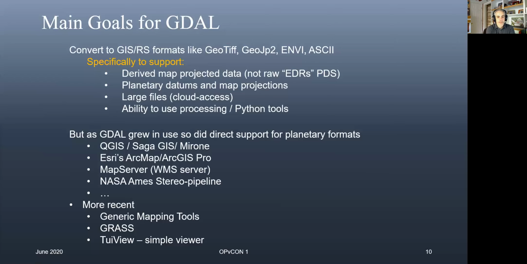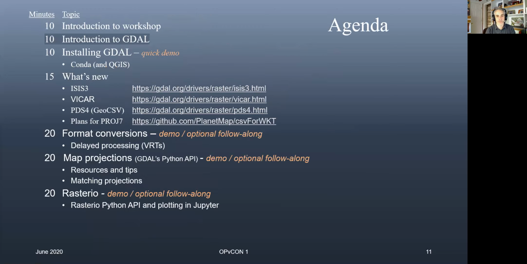And then most recently, and this has been a couple of years, even tools that were built pre-GDAL have transitioned to GDAL, like Generic Mapping Tools, which are popular tools used by the LOLA and MOLA teams for surface interpolation. GRASS GIS has been around for decades, and it transitioned to use GDAL. One of the things I switched: I stated I was going to use QGIS, but I'm actually going to use TUIView, which is a really simple raster viewer that supports large files and is a nice quick viewer for Linux and all platforms.